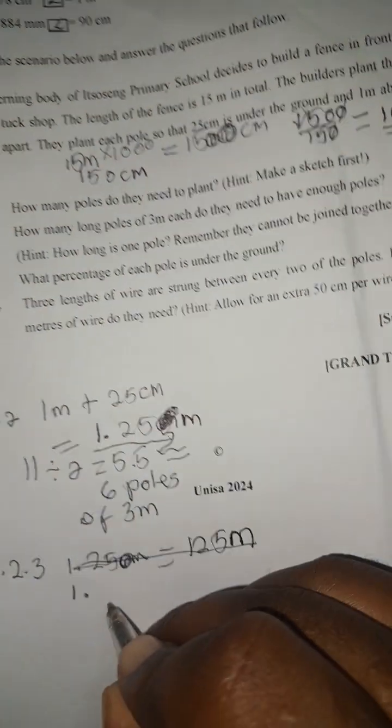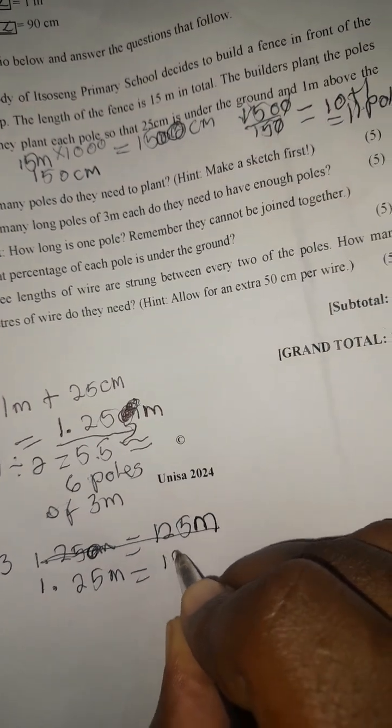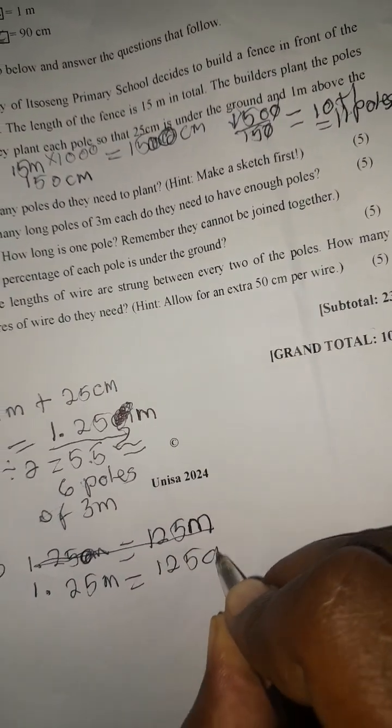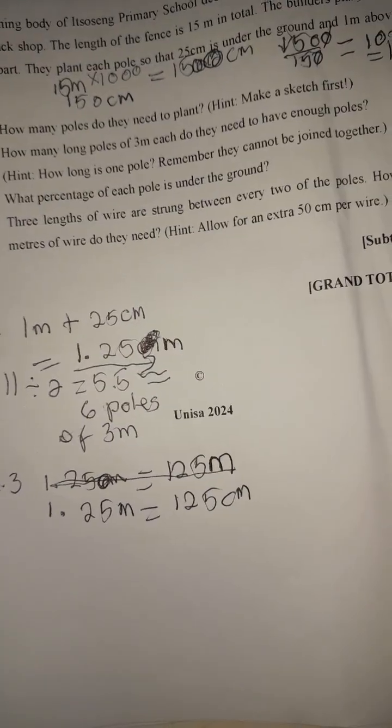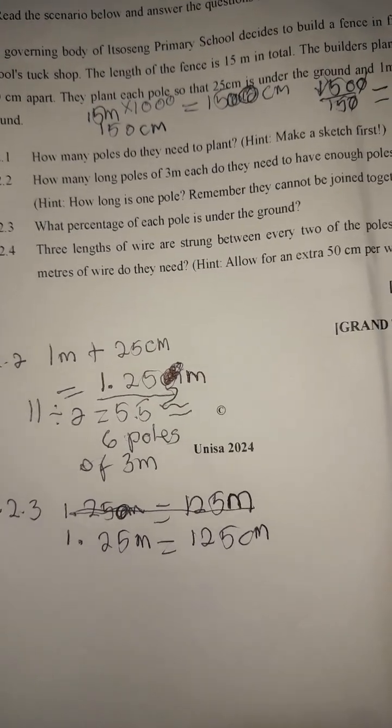We're taking this 1.25 meter, we convert it to centimeter. We are going to have 125 centimeter. That's what I wanted to put here. Remember, we need to find the percentage, right?